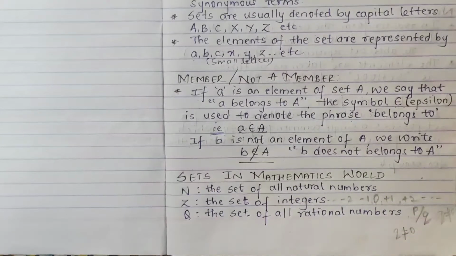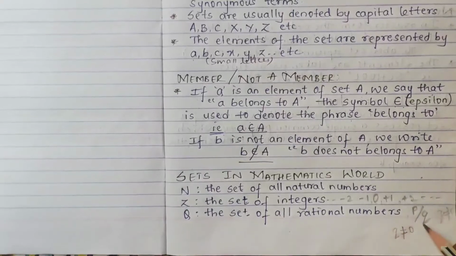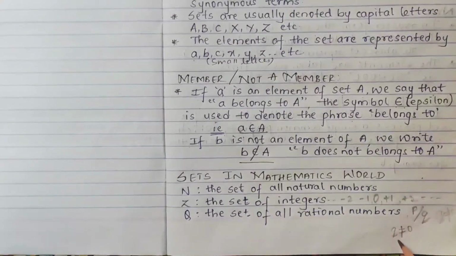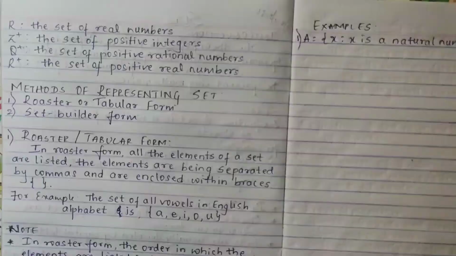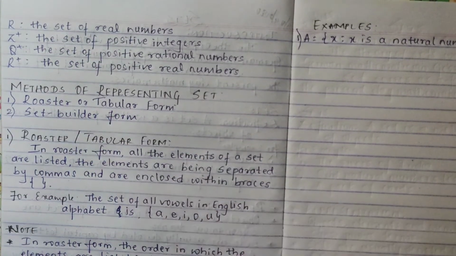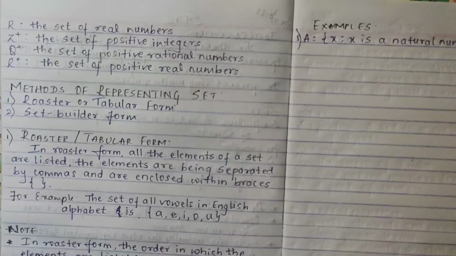Q is the set of all rational numbers. Rational numbers means numbers in the form of p by q, where q is not equal to 0. R is termed as the set of real numbers.